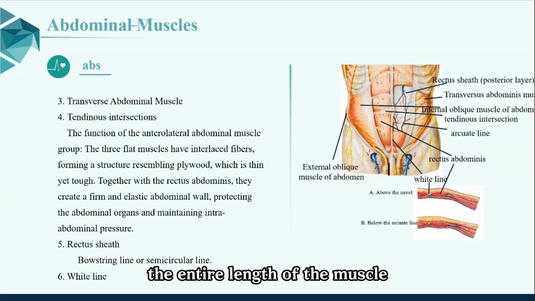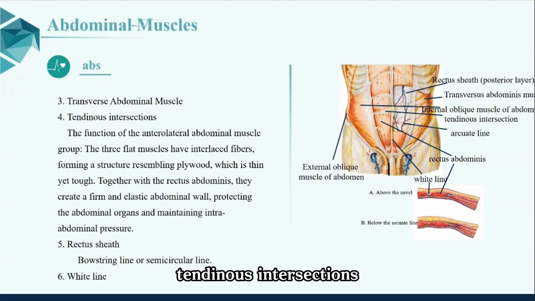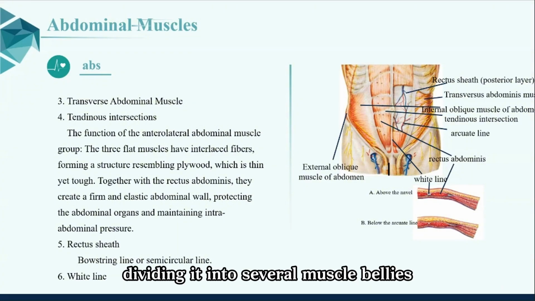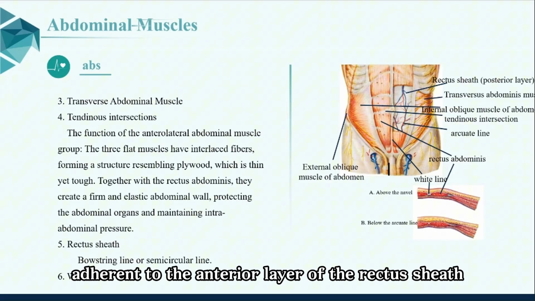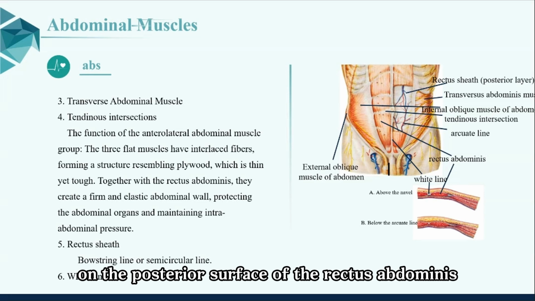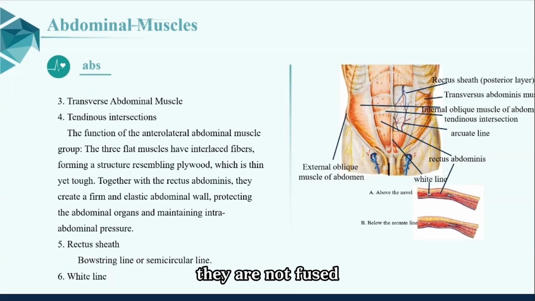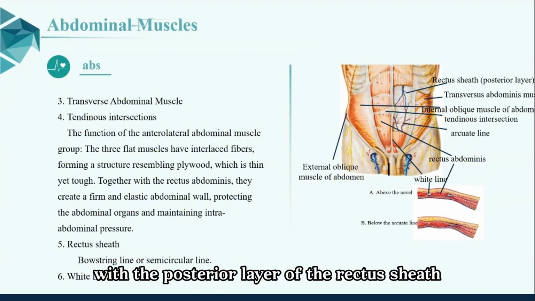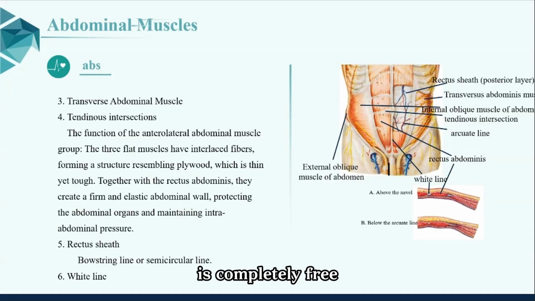The entire length of the muscle is intersected by 3 or 4 transverse tendinous intersections, dividing it into several muscle bellies. The tendinous intersections are composed of connective tissue. They are firmly adherent to the anterior layer of the rectus sheath. They represent the traces of fused myotomes. On the posterior surface of the rectus abdominis, the tendinous intersections are not distinct. They are not fused with the posterior layer of the rectus sheath. Therefore, the posterior surface of the rectus abdominis is completely free.